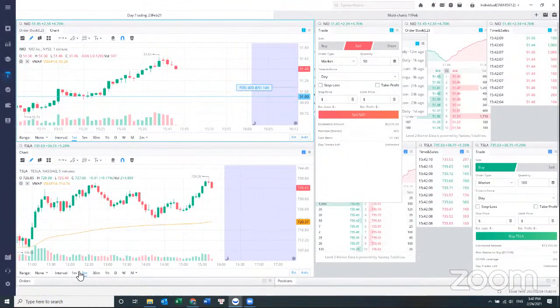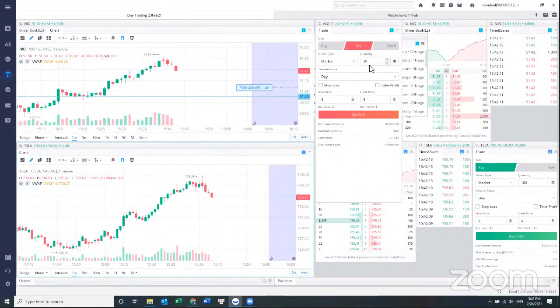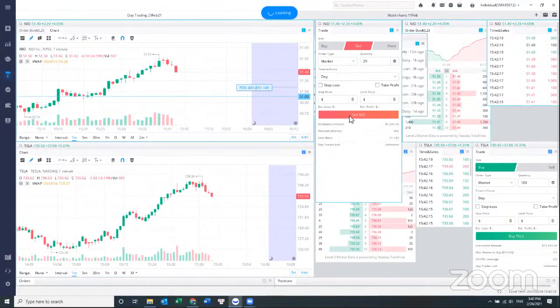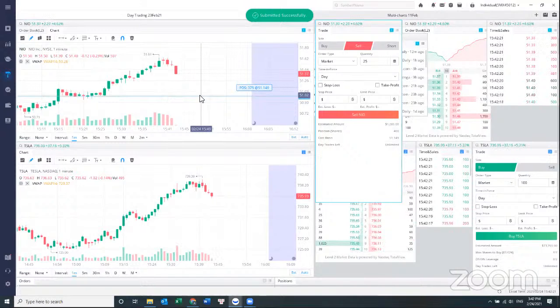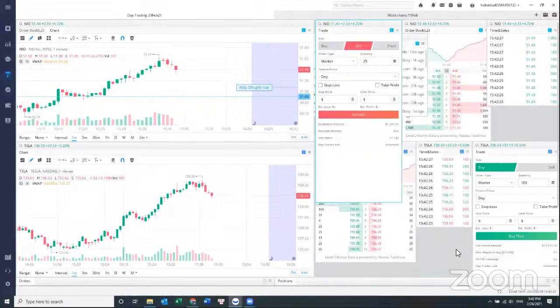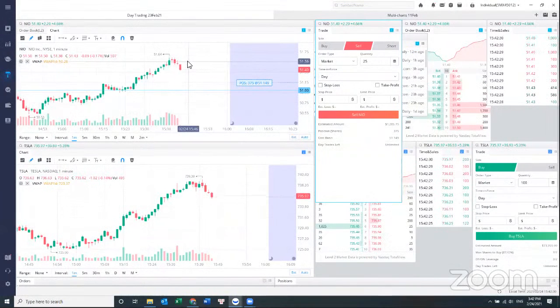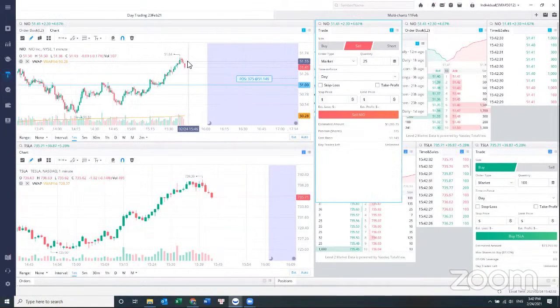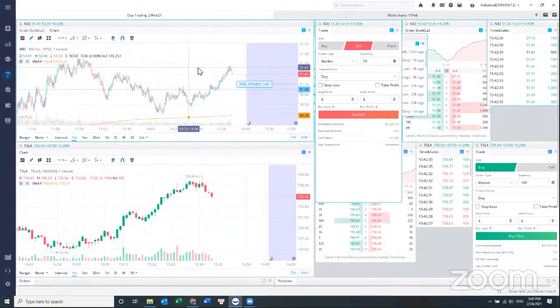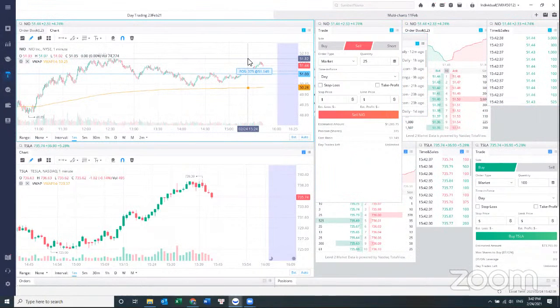Tesla is dropping. Maybe I'll take a partial. I'll just take a 25 cents partial, 25 shares partial. Okay. Hopefully it will. Yeah, I'm like 90% confident that it will make 51.80 today. Let's see if I'm right.